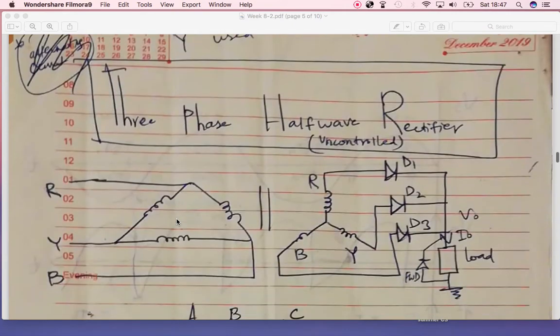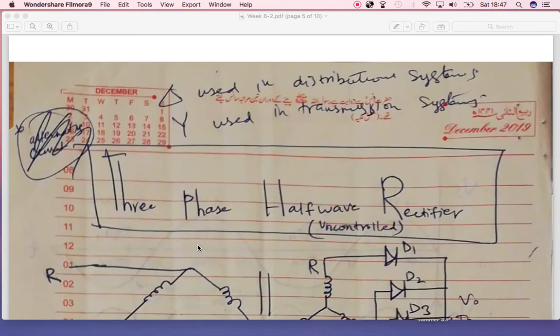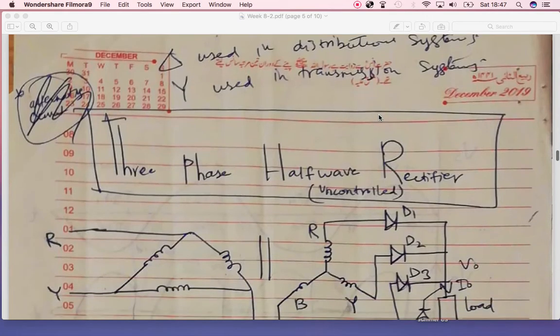Now we have the circuit of the three phase half wave uncontrolled rectifier. Before that we already know that delta and Y connections are used for distribution systems as well as transmission systems. In the distribution system we basically have the wires connected for the three phase in the delta version, while for the transmission systems it is connected in the Y version.